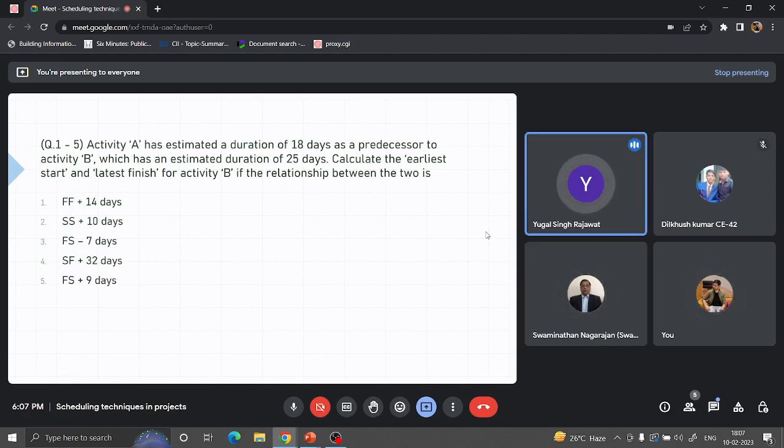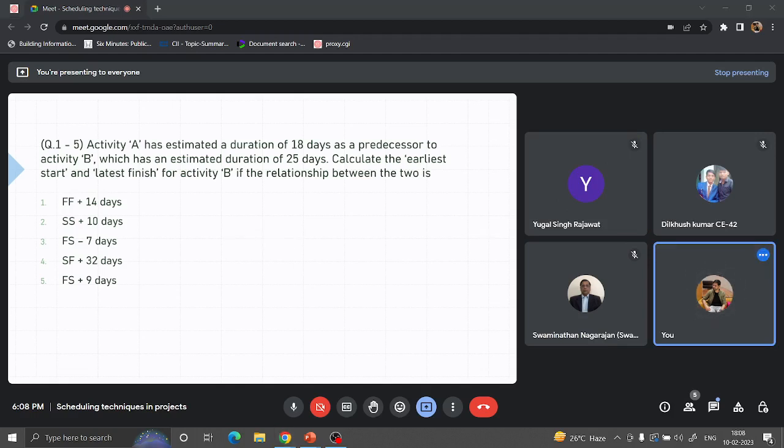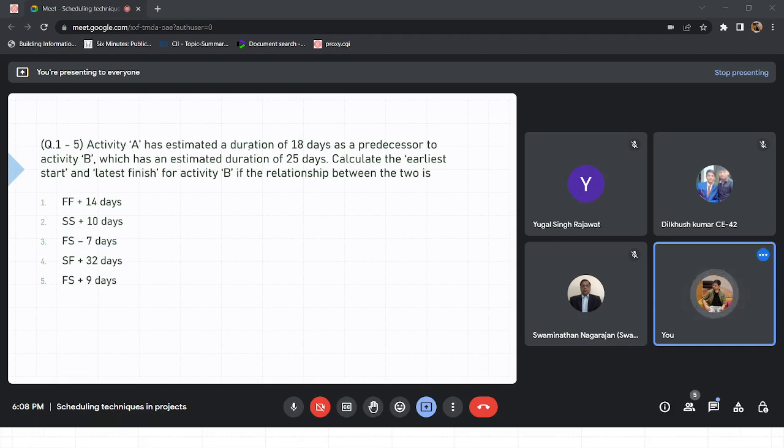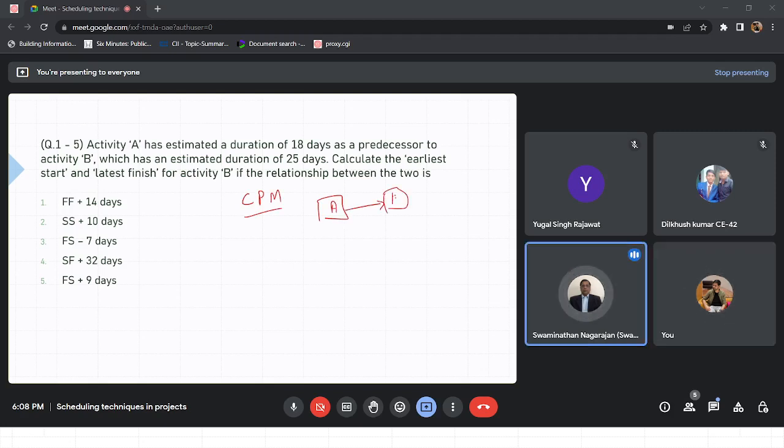Because PDM is easy for the repetition of activities. PDM for repetition. I guess for repetition we were doing LOB. Okay, anything else that comes to your mind? Okay, in PDM you saw that, in CPM you dealt with one relationship only, right? That is finish to start, right?